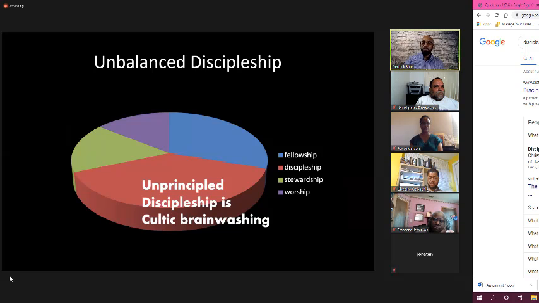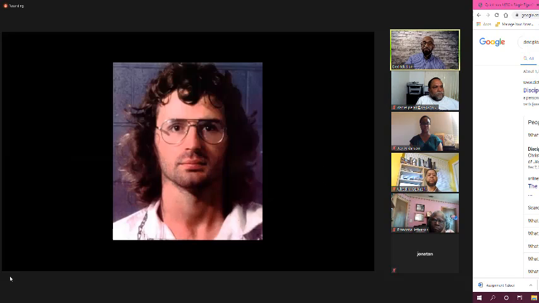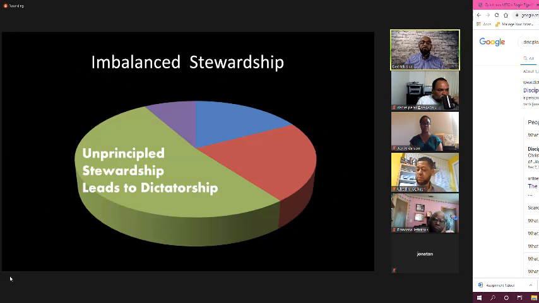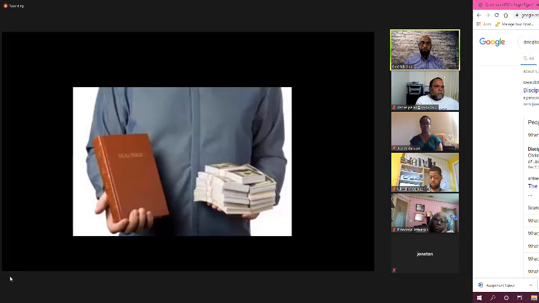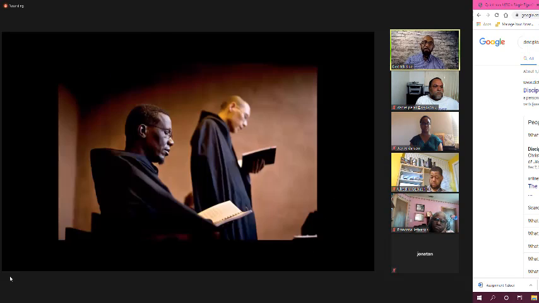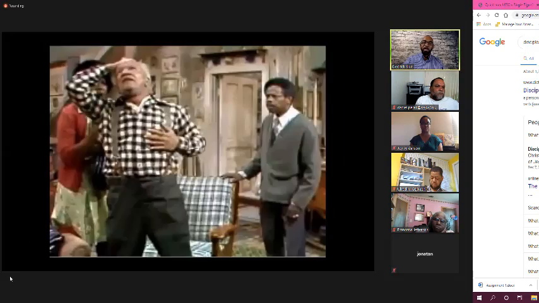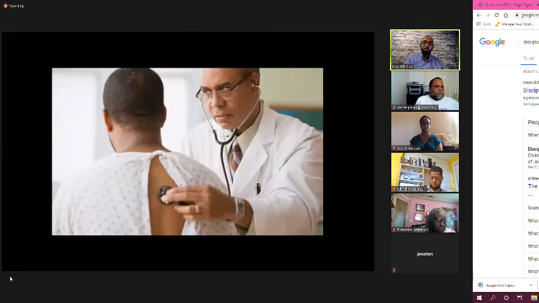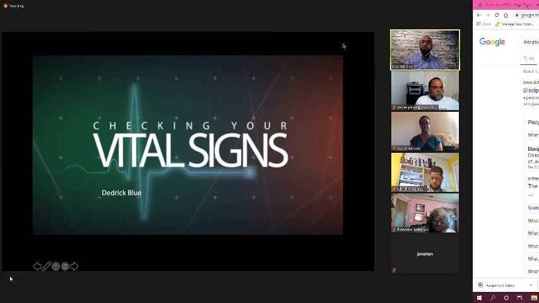We have one or two people who are leading the congregation, but it is not a balanced lead. So therefore, their ideologies and their philosophies dictate. And unbalanced stewardship leads to dictatorship, where a few people think that they have the right to own and control what passes through the church, and they become the ultimate arbiters for how things are dispersed and dispensed in the church. So that, my friends, is what I call the quadrant system and checking your vital signs.